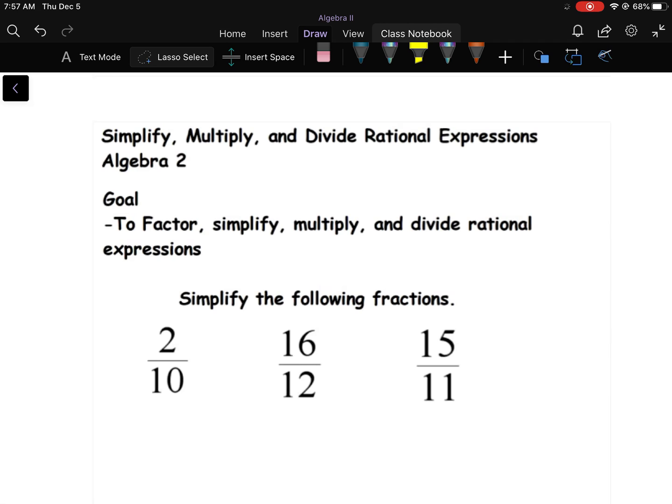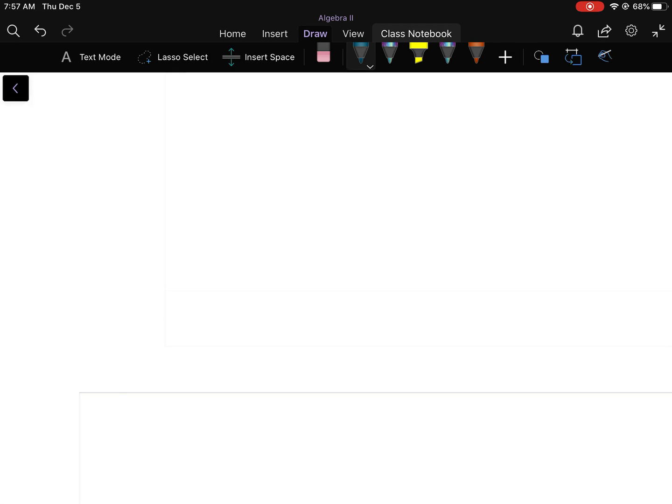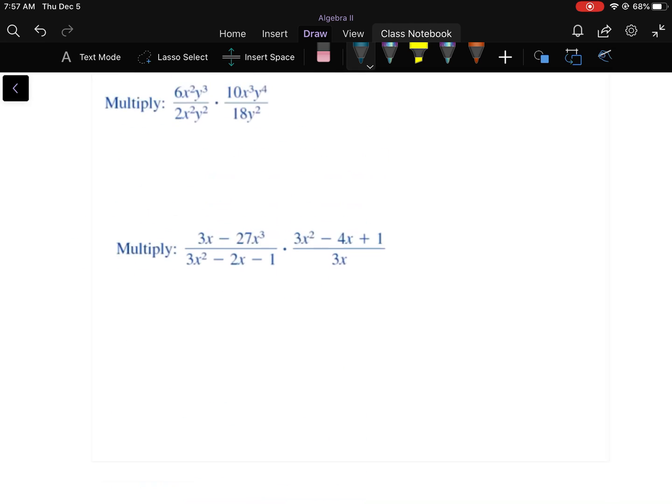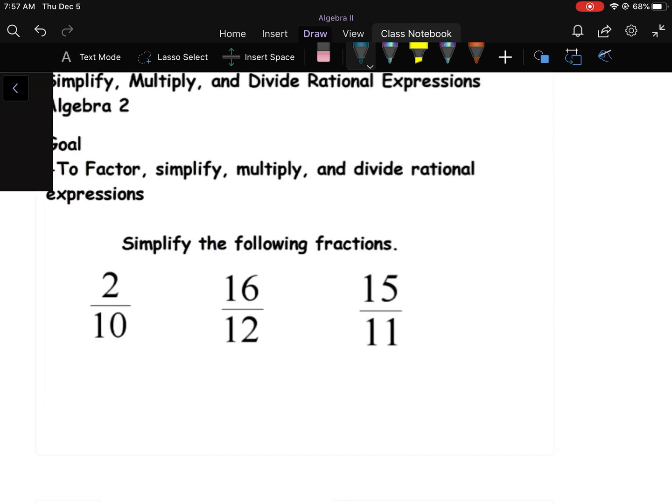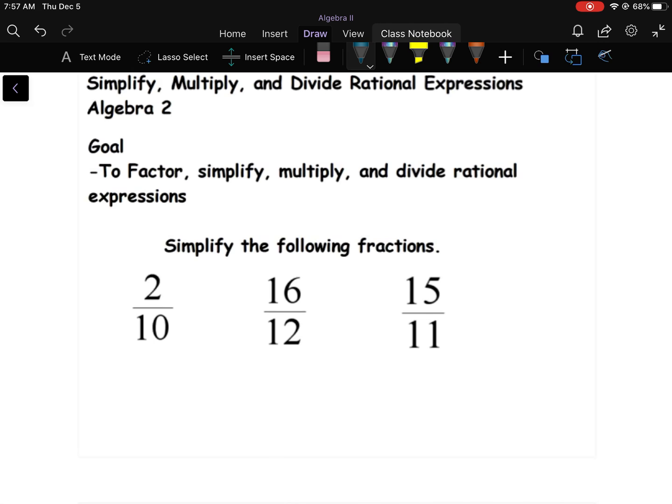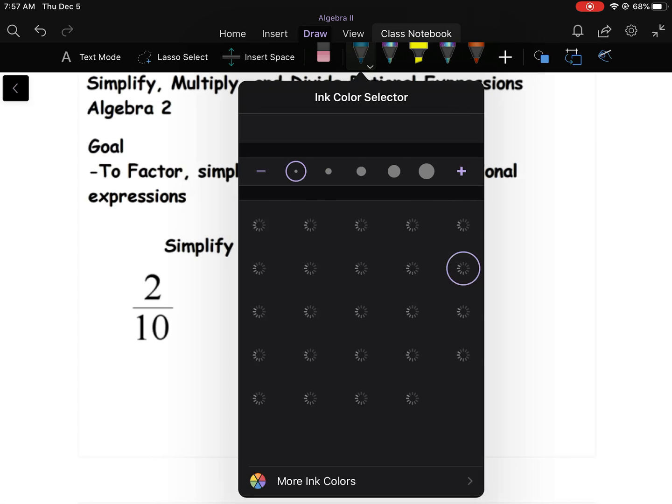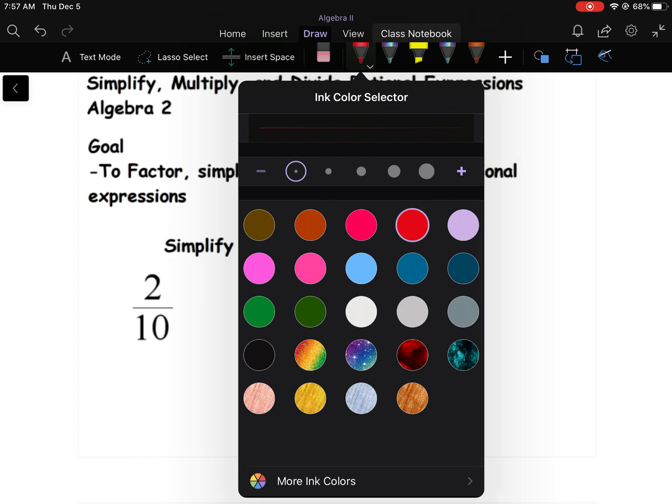Okay, back to simplifying again and a little bit of multiplying and dividing rational expressions. I'm going to still stick with the fraction theme. If I wanted to simplify a fraction of 2/5, I'm going to really think about what I can divide both the top of the fraction and the bottom of the fraction by. Or in other words, I'm going to write it out as factors.